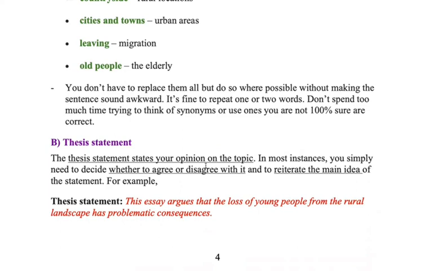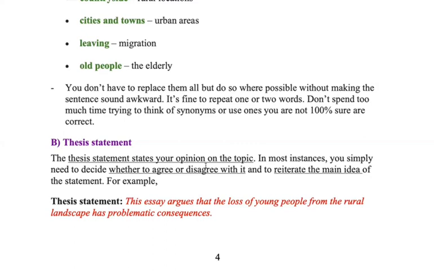So he says "the loss", meaning the moving. The younger generation is the future, while the elderly are not. So when they move from the countryside to the cities, it is a loss for the countryside, for the development of the countryside. And it would have problematic consequences.